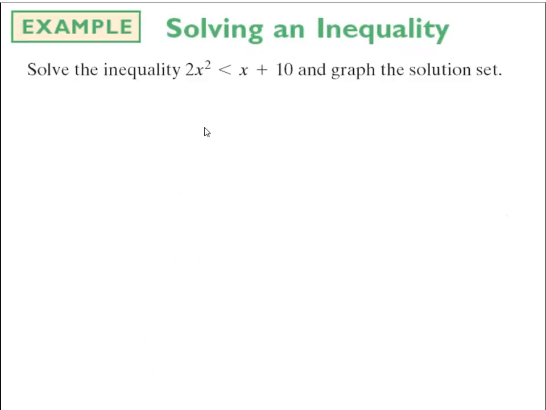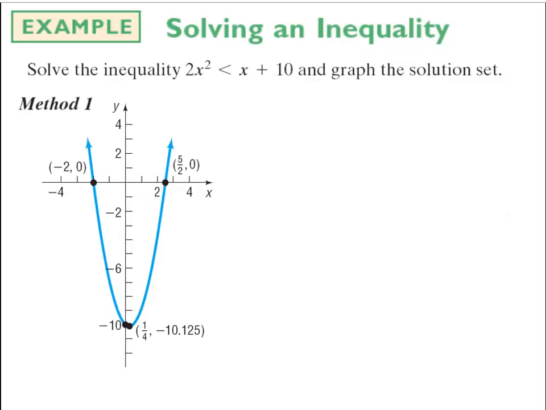So let's take a look at this inequality. So this is another quadratic inequality. It says 2x squared is less than x plus 10. And it says graph the solution set. We're going to give it as an interval as well. Now, there's technically two ways to do this. So let's talk about both methods. All right? The method that I personally prefer is getting 0 on one side and finding the x-intercepts.